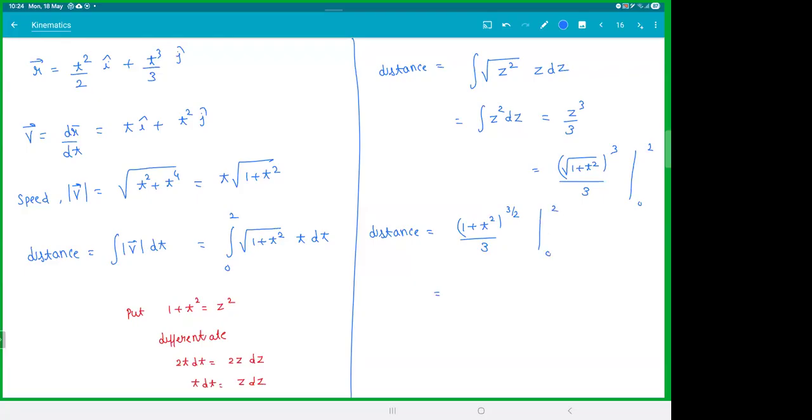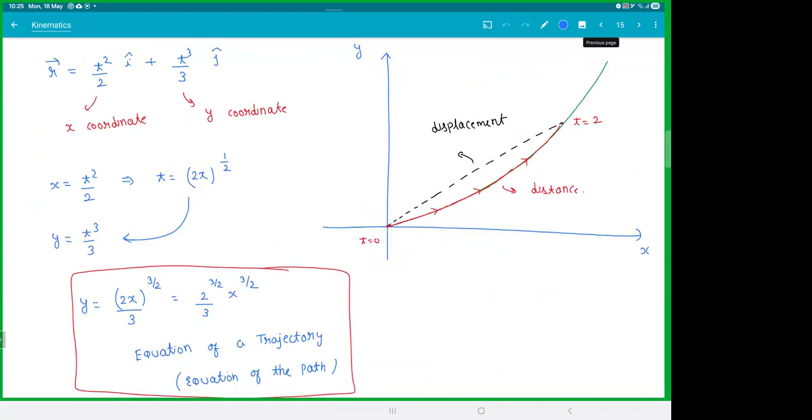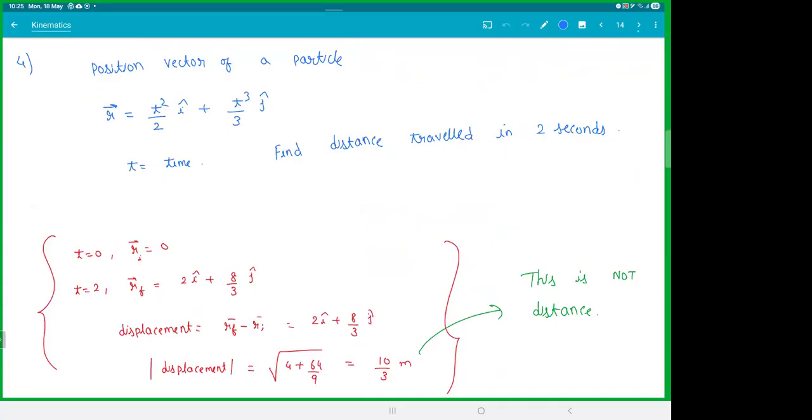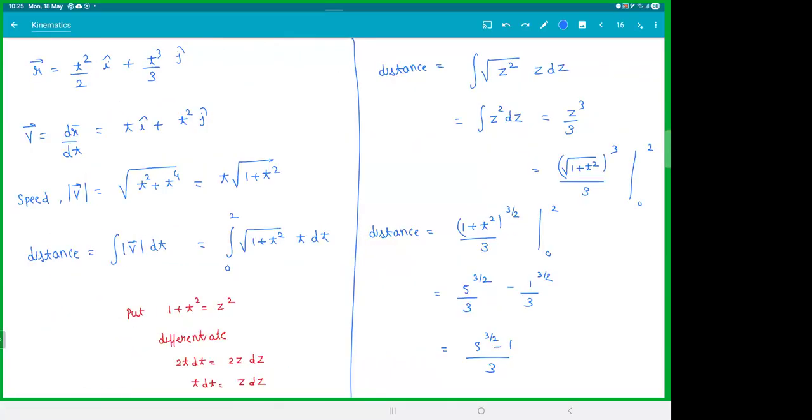Substitute 2 first. That will become 5 power 3 by 2. Substitute 0. Then you get 1 power 3 by 2 by 3. That is 5 power 3 by 2 minus 1, by 3. That's your distance. So the length of this curve is 5 power 3 by 2 minus 1 by 3. Is this clear, everyone? Now see, the question is not bigger. The question is actually only on this page, isn't it? I was just trying to tell you all the story here. The line looks like this, that is the displacement. So it looks big, but we did this only in one page.